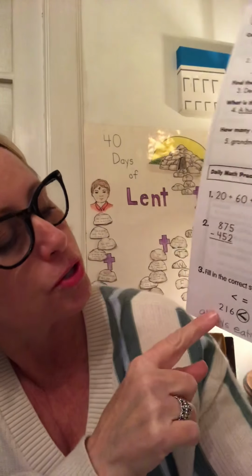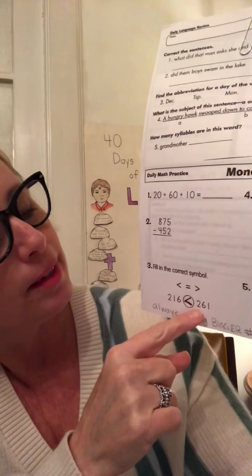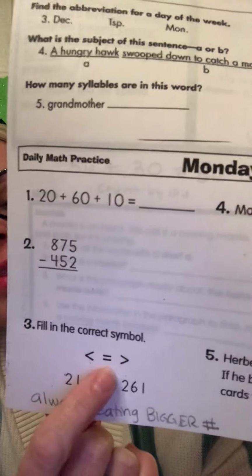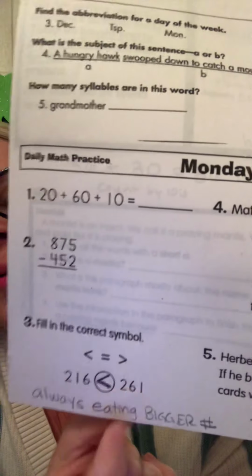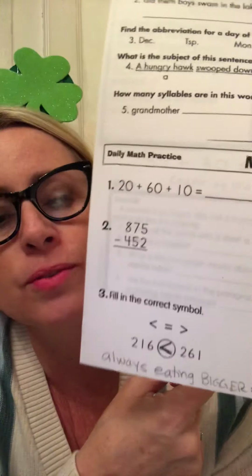So 216 is less than 261. And see how it's chomping towards the bigger number? That's how you're going to remember which way your symbol goes. Let's see if there's anything else on early bird.